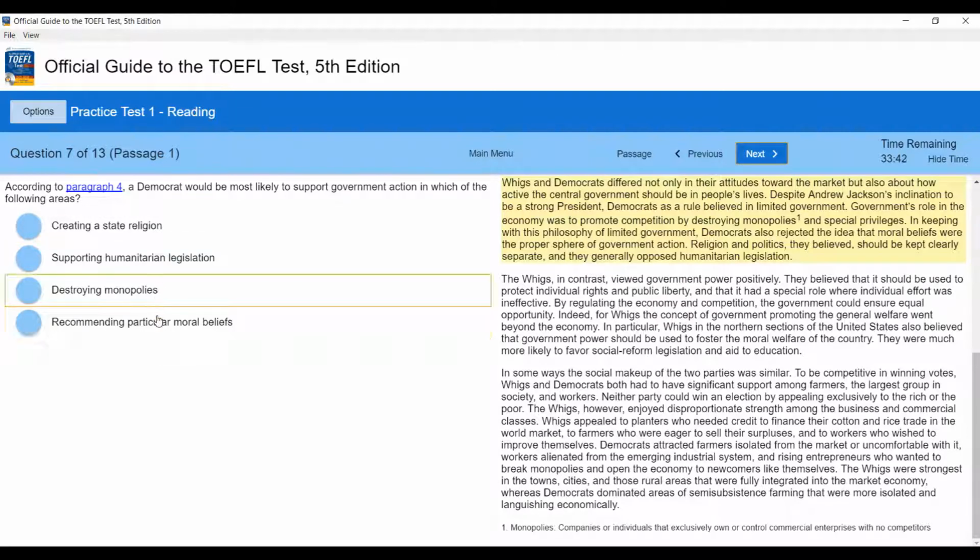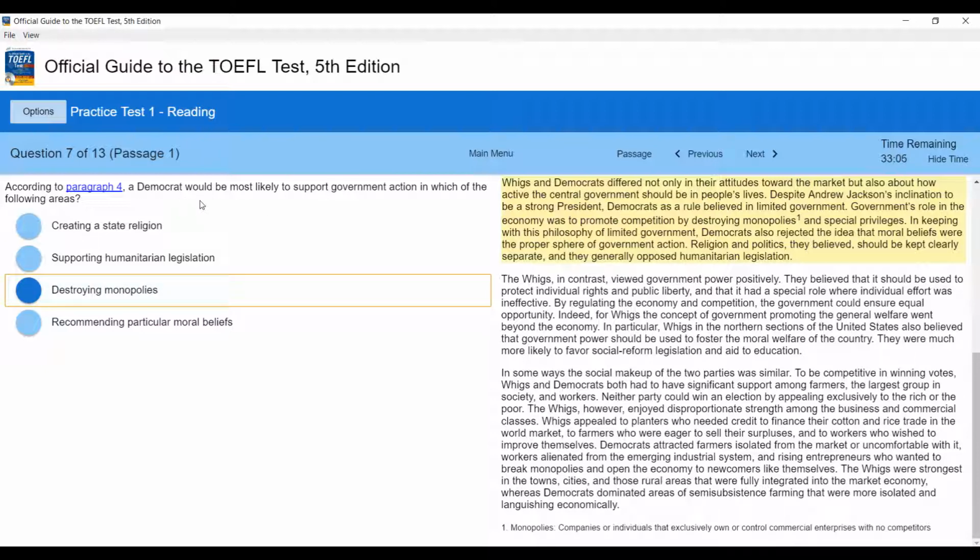So I would see here one of these choices. I've eliminated two wrong choices and am trying to get this down. So, yeah, the Democrats believed in limited government, and government's role in the economy was to promote competition by destroying monopolies and special privileges. So this destroying monopolies, I would put this as choice C. That is where they would support.